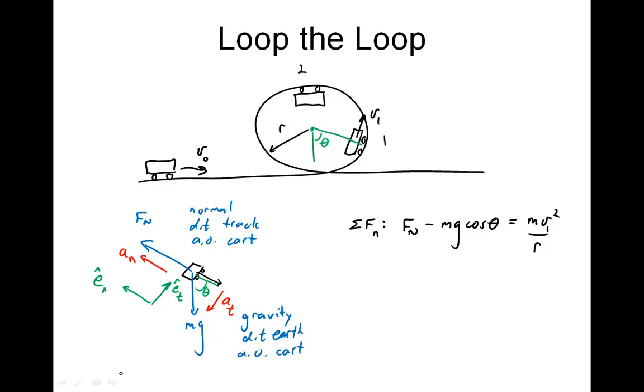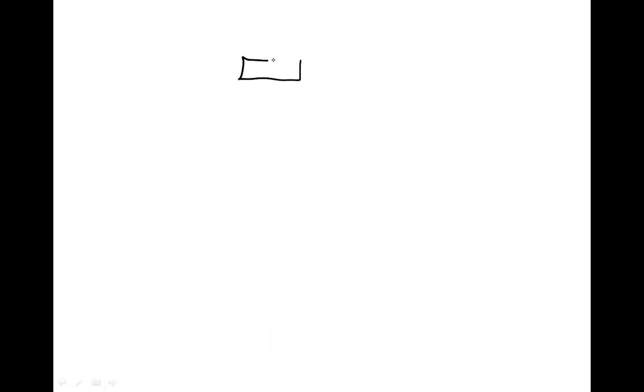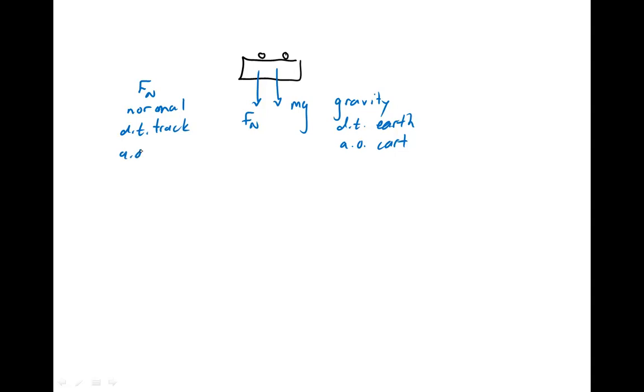Now position number 2 is a little more interesting, so let's take a look at that. So here's the cart in position number 2. So as I look at the forces, there is a gravitational force still. So that's gravity due to the Earth acting on the cart. And there's also a normal force, and that can have a lot of different values, as we'll see here in a little bit. So that's a normal force due to the track acting on the cart.